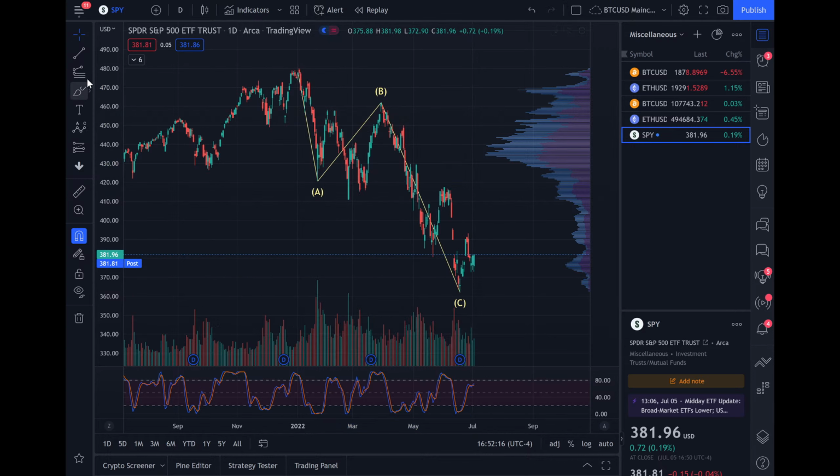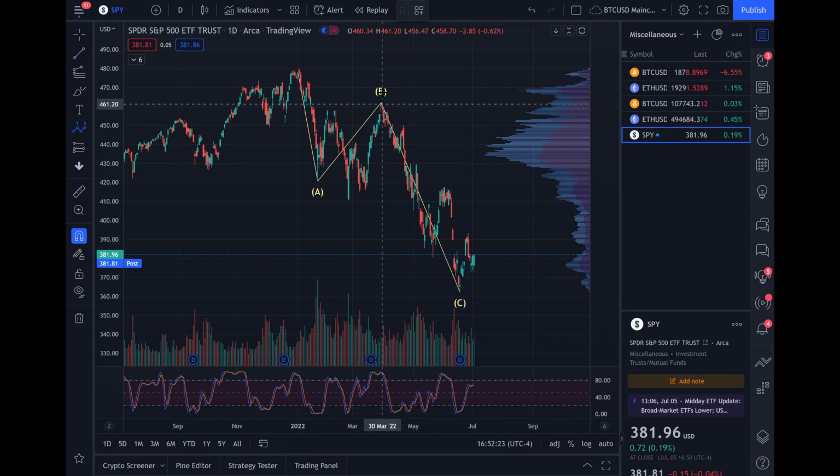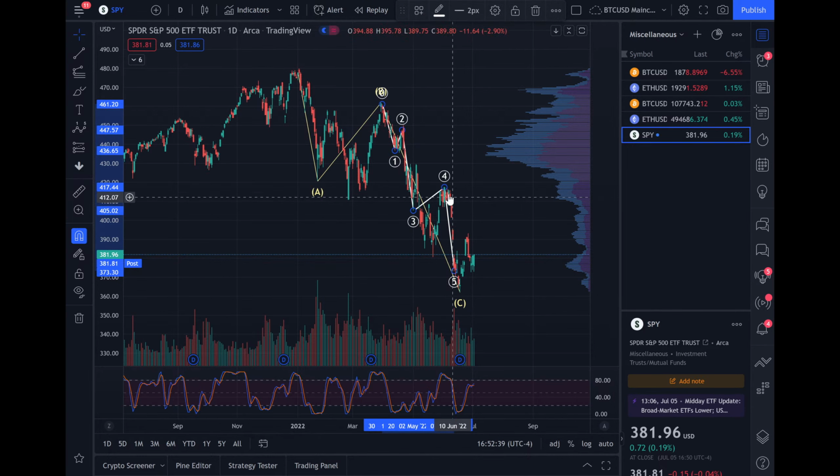I can get even more specific, and I can count 5 waves in that C wave, because we know that C waves are impulsive. So my count would be something like this. No, it would be something like this. Now I'm going to double check this. So 4 would probably be up here somewhere.